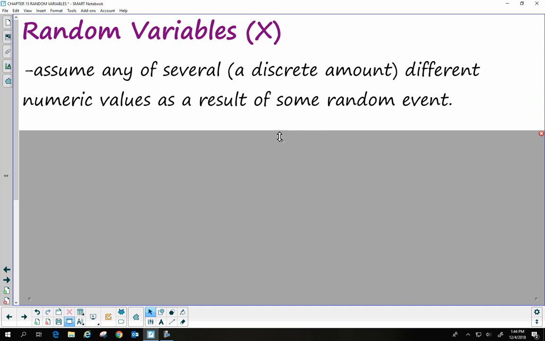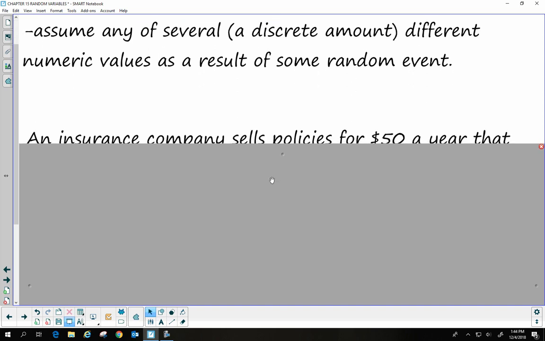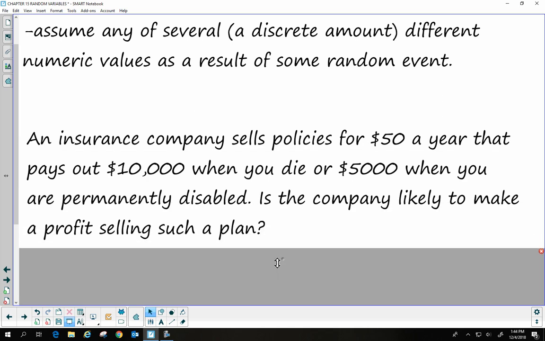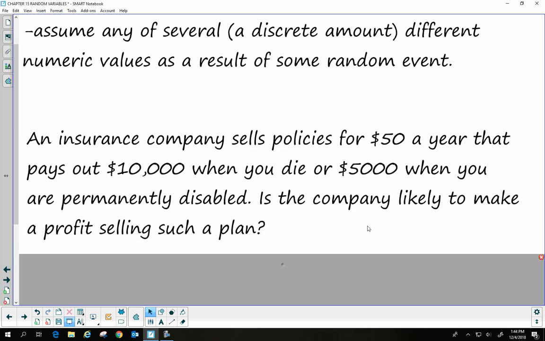And so this tends to make a little more sense when we put some context to it. So we have an insurance company and they sell insurance policies for $50 a year that pays out $10,000 when you die and $5,000 when you're permanently disabled. And so this is a random variable because we know the possible outcomes, but we don't know what exactly is going to happen. There are three possible outcomes. You could die, you can get permanently disabled, or neither of those things could happen. And so we want to explore to see if this company can make a profit.